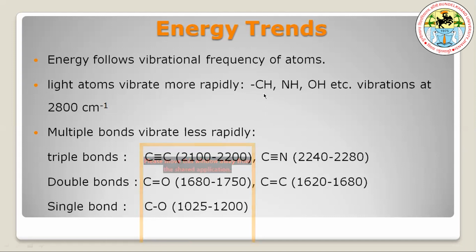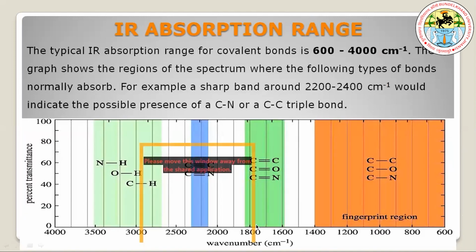The presence of CH, NH, OH, etc. They have frequencies above 2800 centimeter inverse. Single bond associated vibrations you observe in the region of 1025 to 1200 centimeter inverse. Double bond associated frequencies you observe in the region of 1680 to 1750 centimeter inverse. For triple bond associated molecules you observe frequency in the region of 2100 to 2200 centimeter inverse. This clears your concept a little bit more accurately.